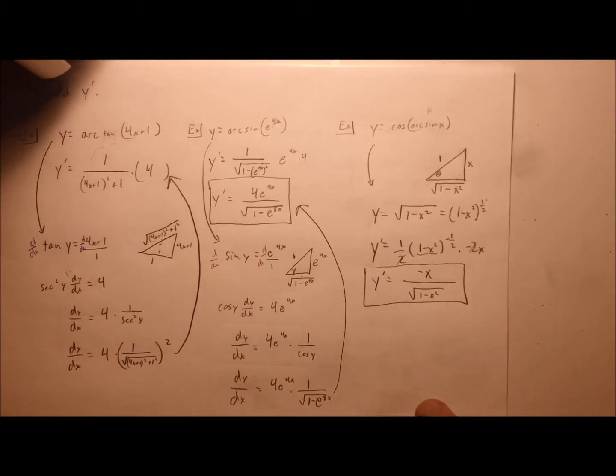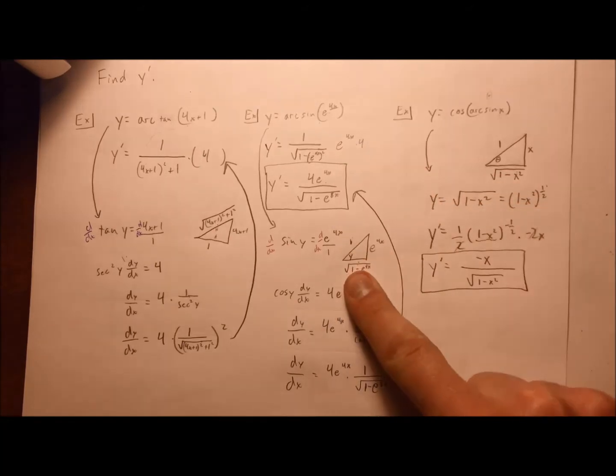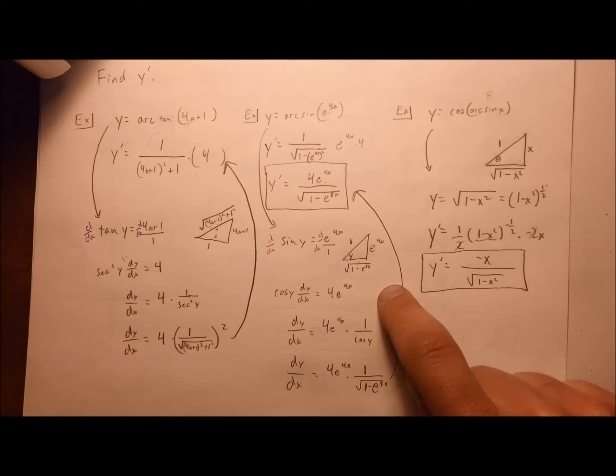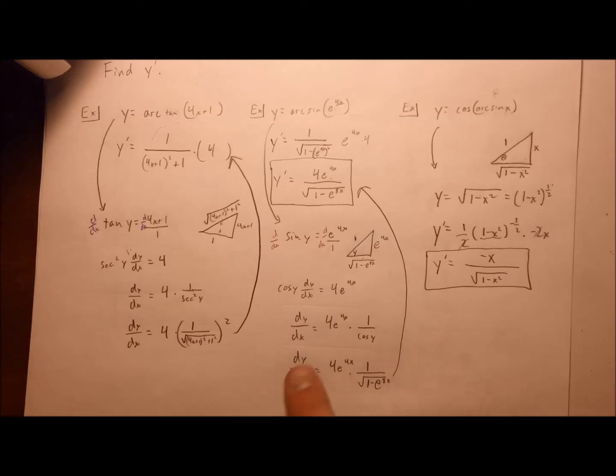So there you go. If you can't remember the formula, draw a triangle. That's all you got to do. Just take the inverse operation, set up your triangle with the ratio of the sides, implicitly derive, go back and use a substitution.